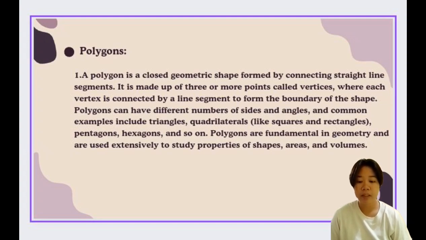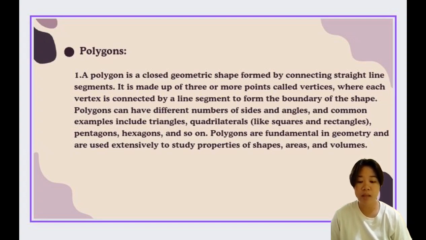Polygons. A polygon is a closed geometric shape formed by connecting straight line segments. It is made up of 3 or more points called vertices, where each vertex is connected by a line segment to form the boundary of the shape.